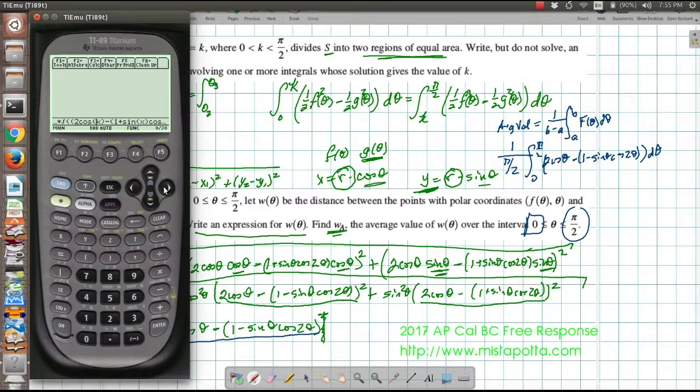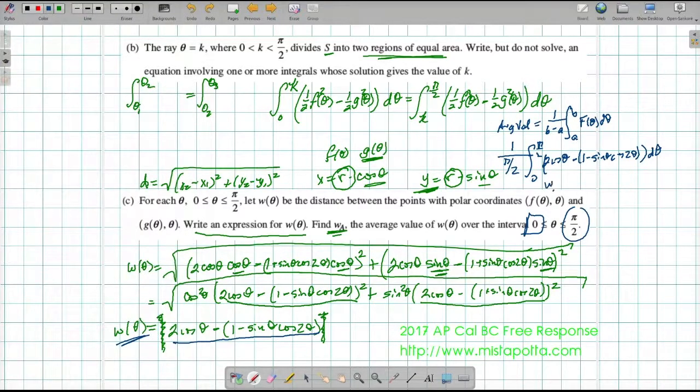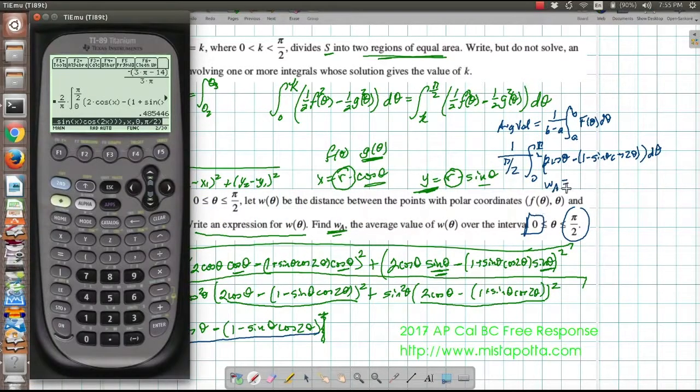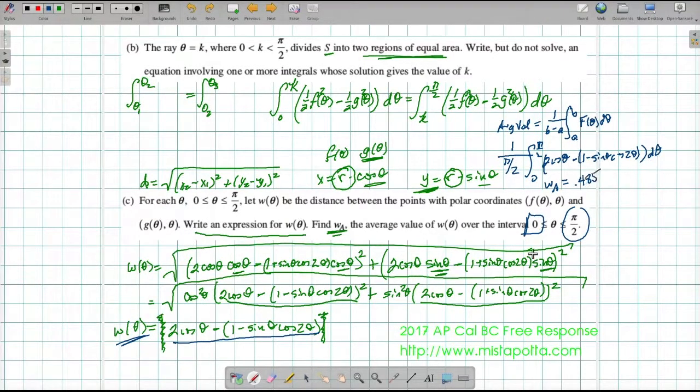Oh, one more for the function itself. And I'm going to integrate that with respect to my theta variable from 0 to pi over 2. And we end up with this expression, but we can always ask it for a decimal approximation. So W sub A will come out to 0.485. So moving on to part D.